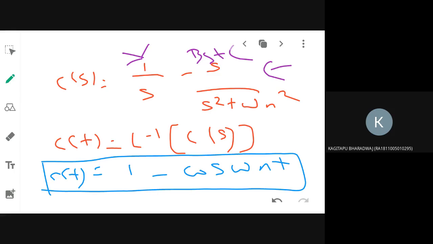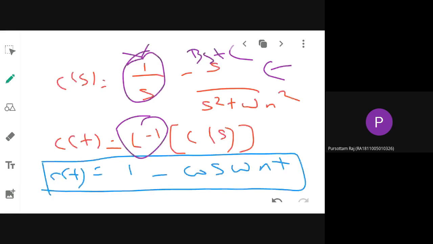So what will be my next step after taking partial fraction expansion? I have to take what to get C of T from C of S? Come on, yesterday also we followed the same procedure, no? We have to take inverse Laplace transform. So what is the inverse Laplace transform of 1 by S? 1.